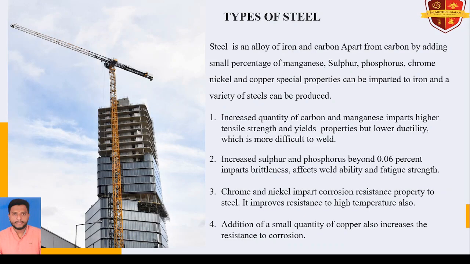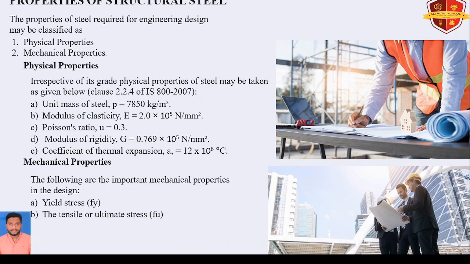Types of steel. Steel is an alloy of iron and carbon. Apart from carbon, by adding small percentage of manganese, sulfur, phosphorus, chrome, nickel and copper, special properties are obtained. Increased quantity of carbon and manganese imparts higher tensile strength and yield properties but lower ductility. Increased sulfur and phosphorus beyond 0.06% gives brittleness and affects workability. Chrome and nickel impart corrosion resistance property to steel. Addition of a small quantity of copper also increases the resistance to corrosion.